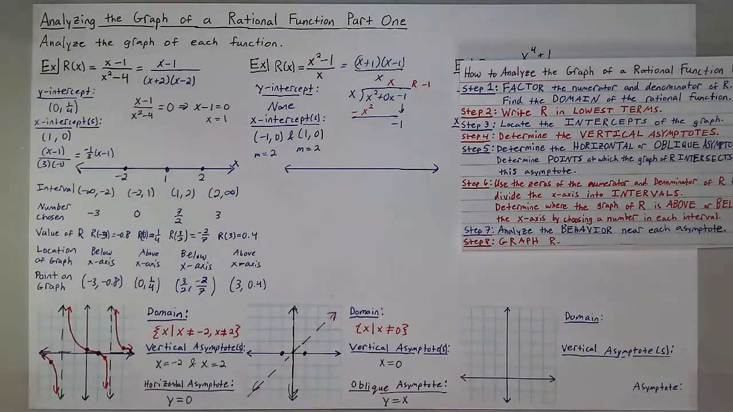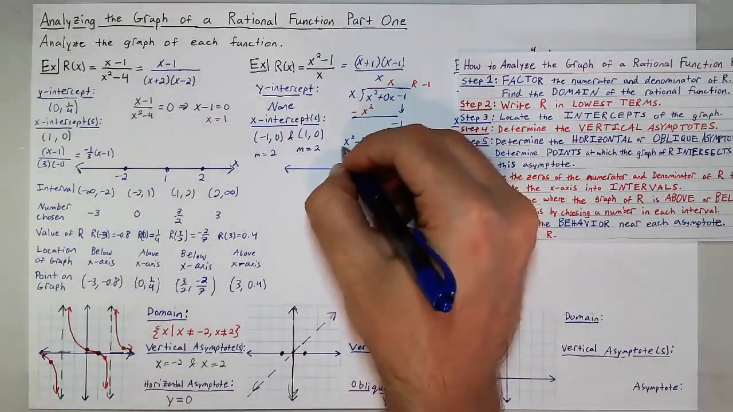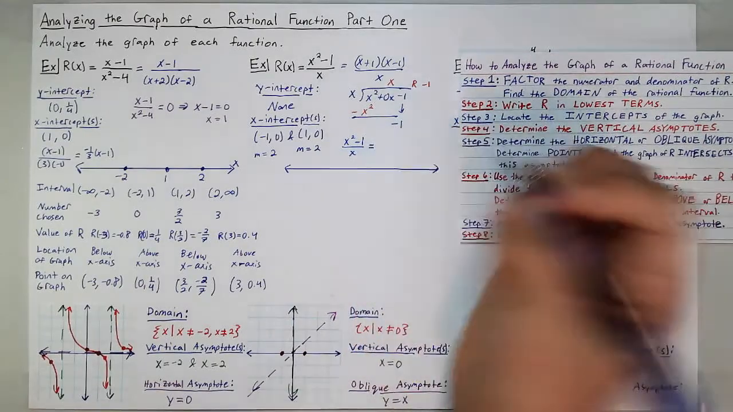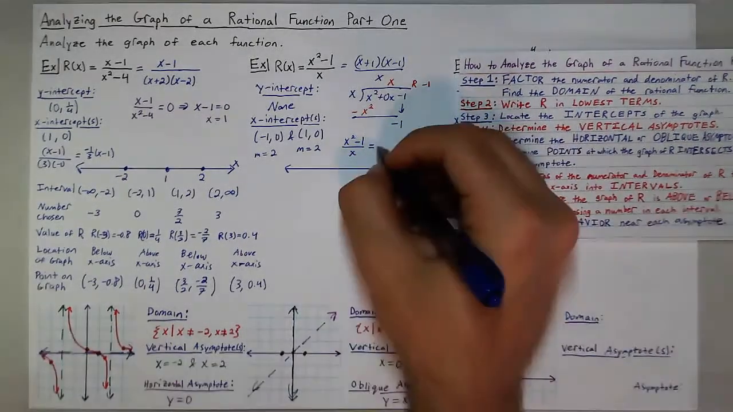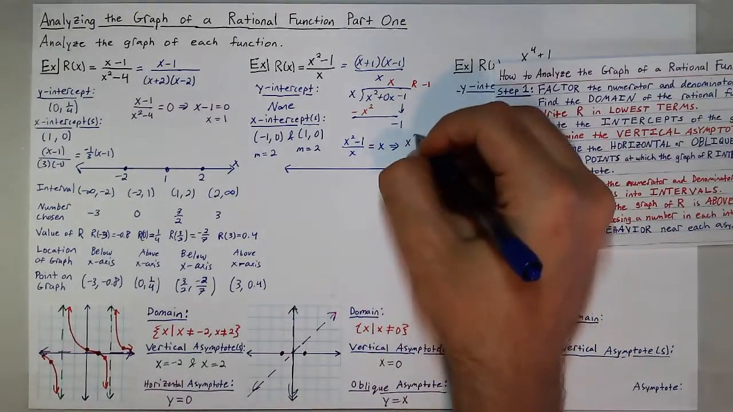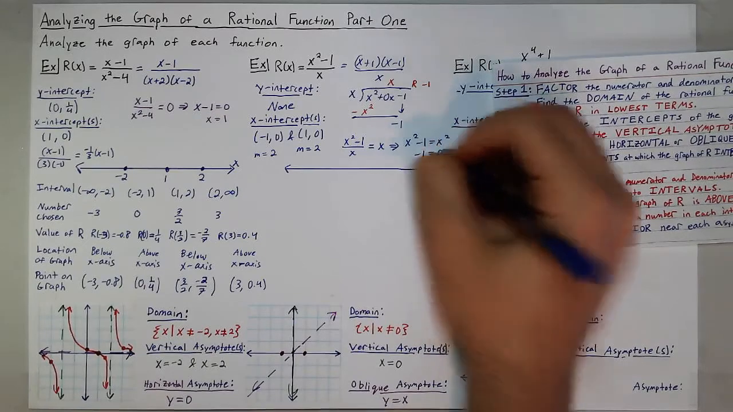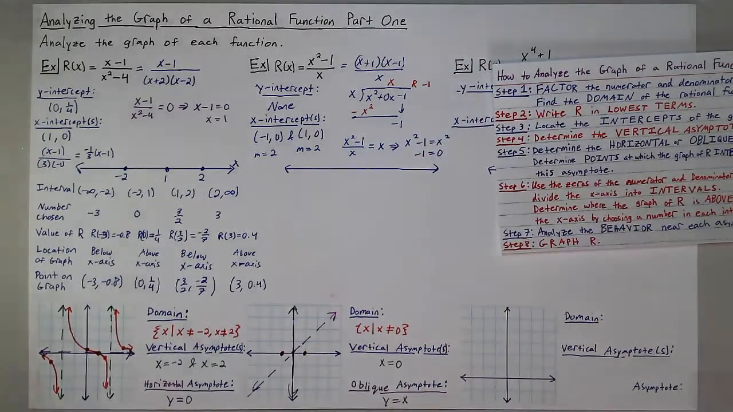Now, if you want to figure out if it ever crosses that line, you set your function (x² - 1) over x equal to your oblique asymptote and solve. Multiply each side by x, and I'll get x² - 1 equals x². Subtract x², and you'll get -1 = 0. There's no solution there, so it never intersects your oblique asymptote. So the function should never be on that line.